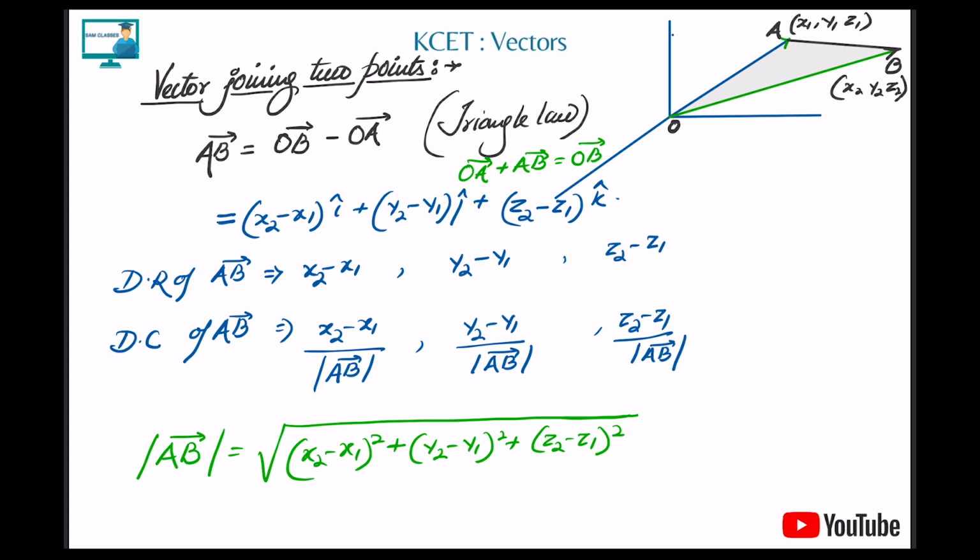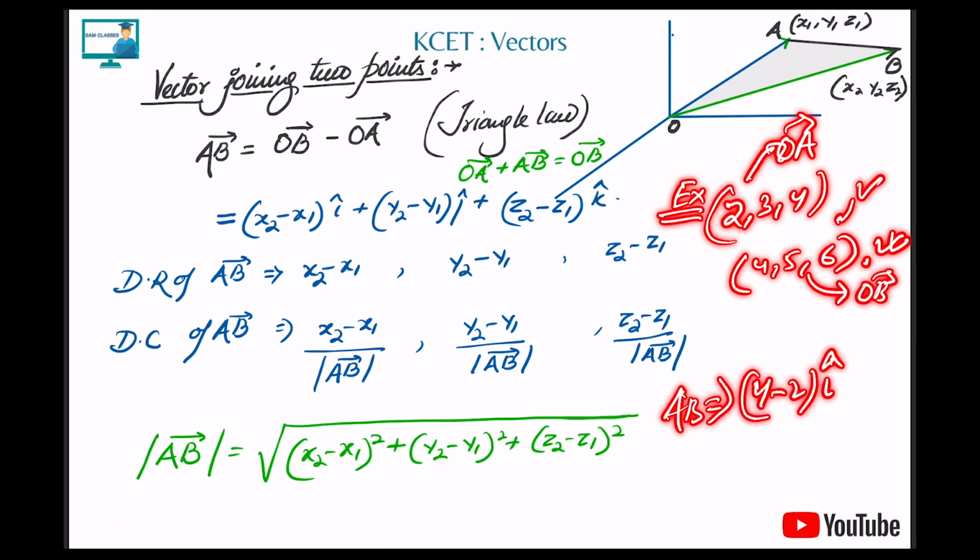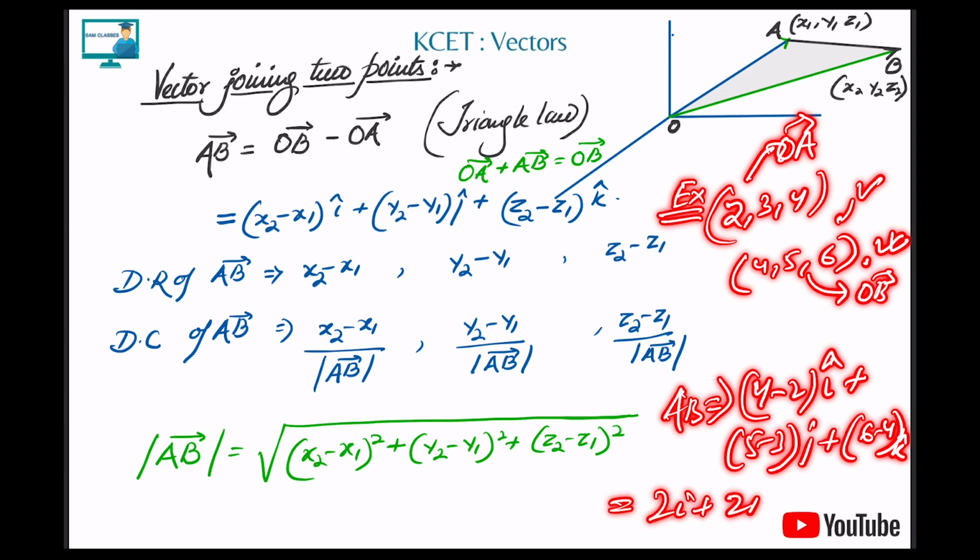Let's take a short, simple example. Let's say we have taken 2 points. One point is 2, 3, 4, and the other point is 4, 5, 6. So we need to find the vector formed by these 2 points, AB vector. This is my OA vector coordinates, and this is OB coordinates. So I can write 4 minus 2 i cap plus 5 minus 3 j cap plus 6 minus 4 k cap. That's it. So my vector will be 2 i cap plus 2 j cap plus 2 k cap.